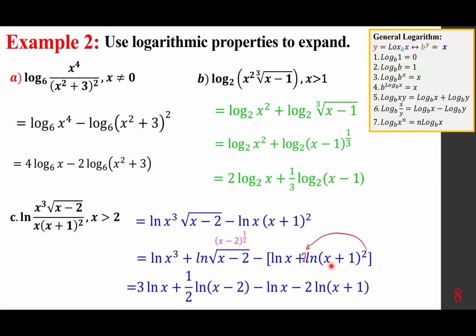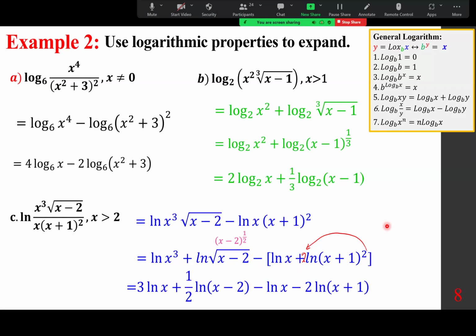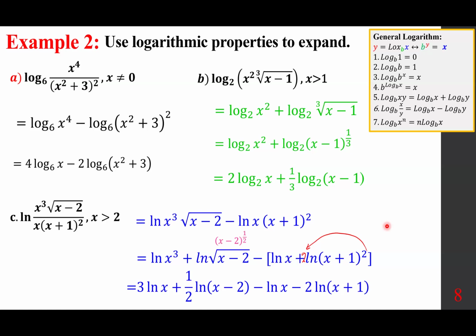Everything is about knowing the properties and knowing how to decompose this. This does take a little bit of time, but when you get comfortable with the properties, then not only does this become easy, but also later topics that depend on logs.